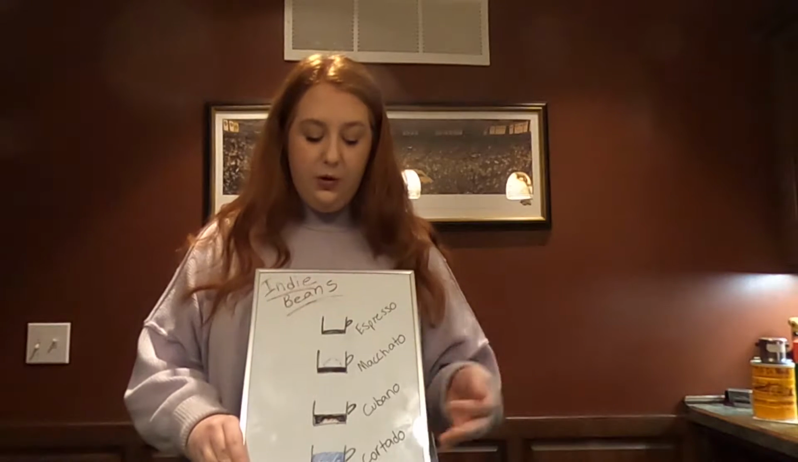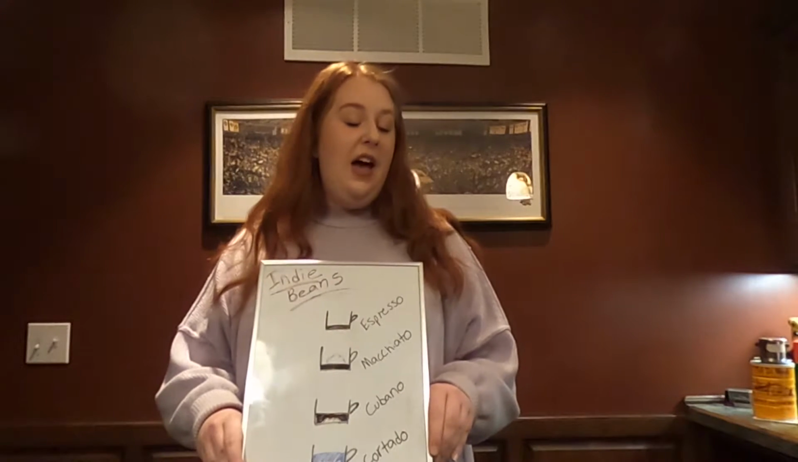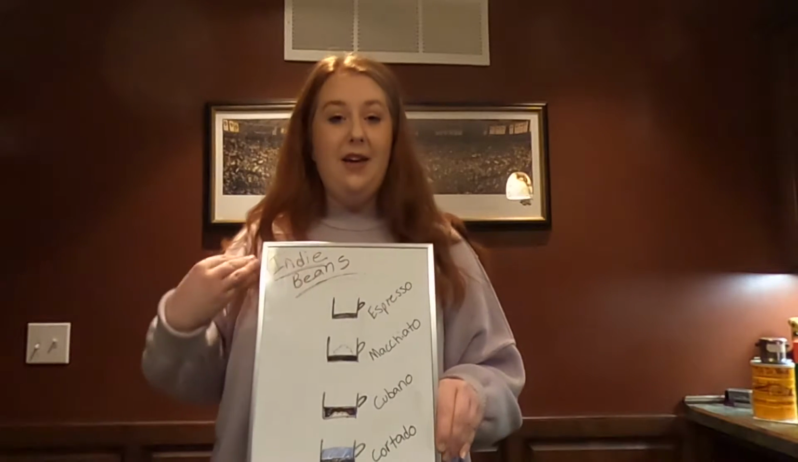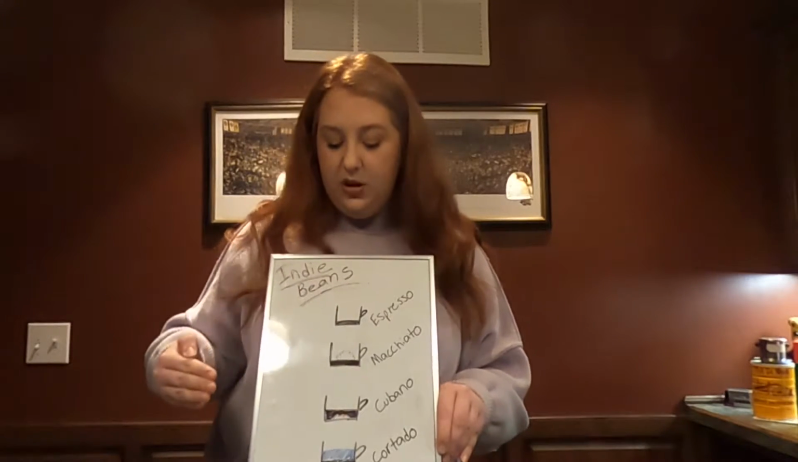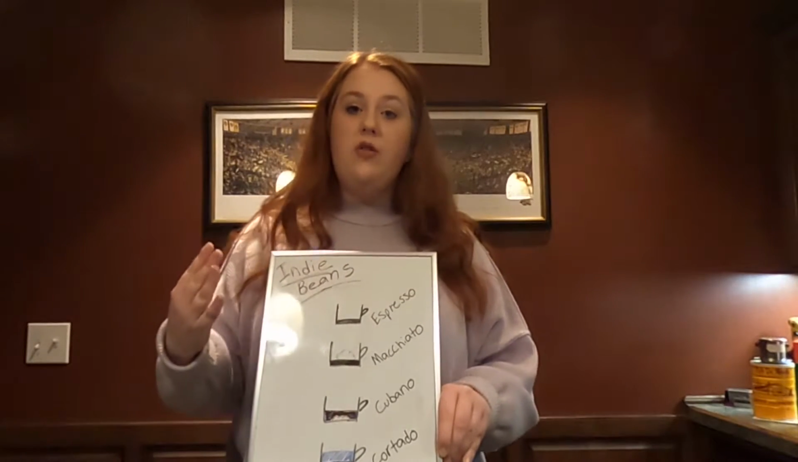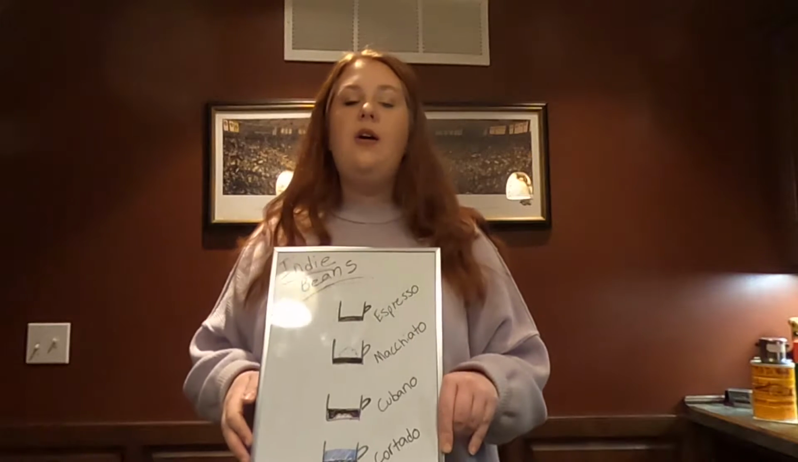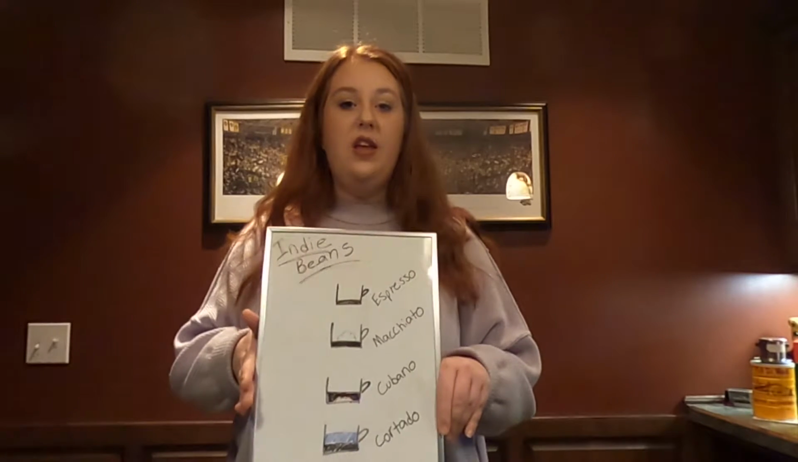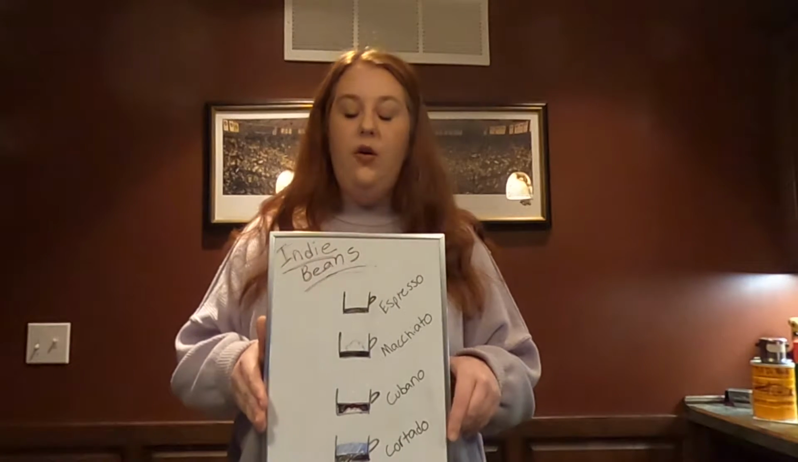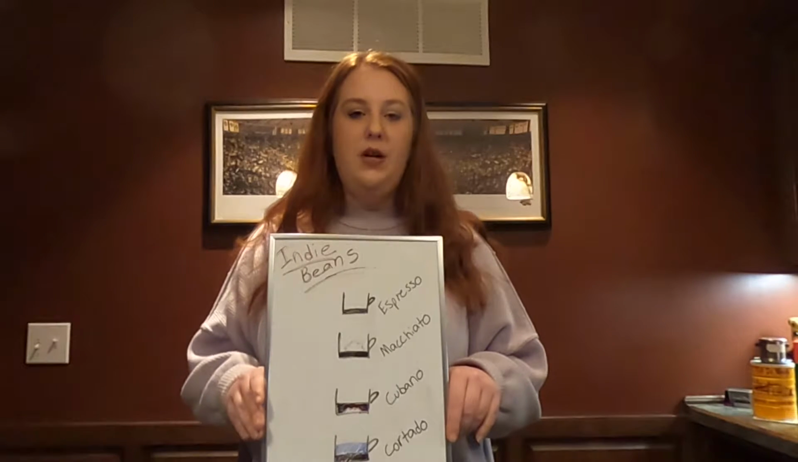Next, we have our cortado. And so that is personally my favorite. It's a double shot of espresso and then equal parts milk. So typically it's about a 4-ounce drink. So we're thinking 2 ounces of espresso and 2 ounces of steamed milk.